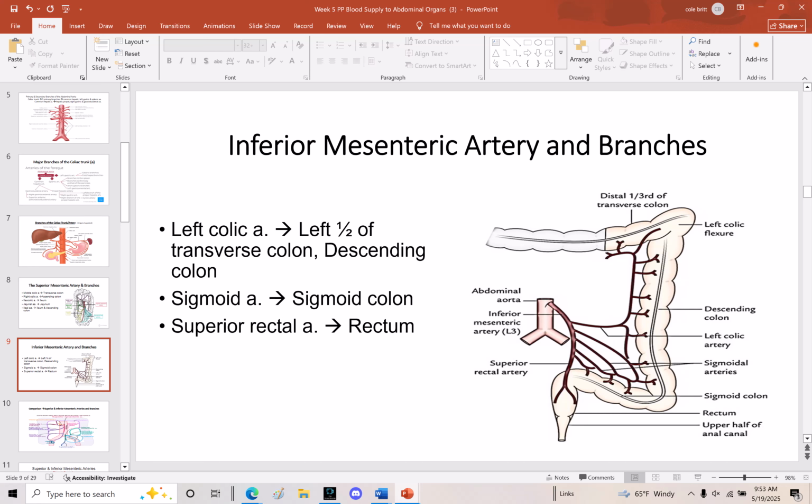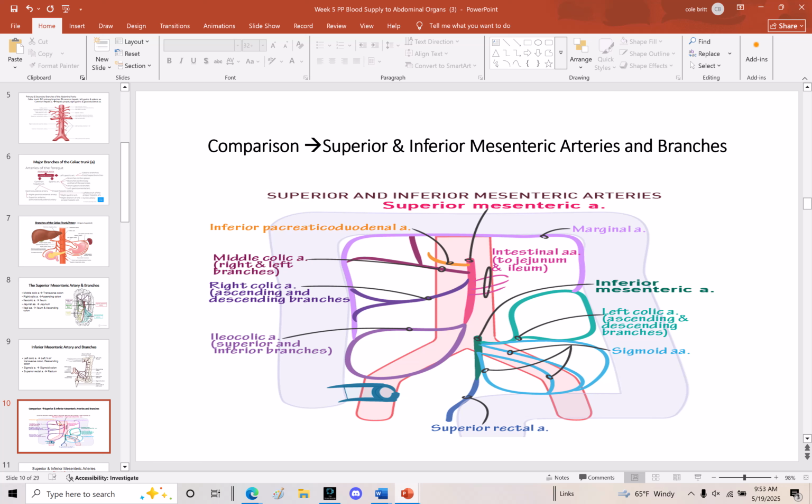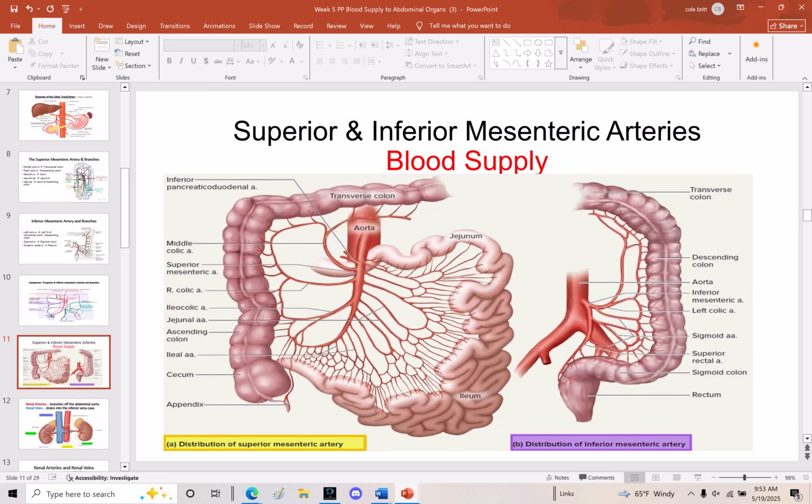And there's a nice little picture of this. It's kind of childish, but it gives you an idea how the middle colic artery comes across and connects with the marginal. Now, here we have a nice picture out of your textbook.